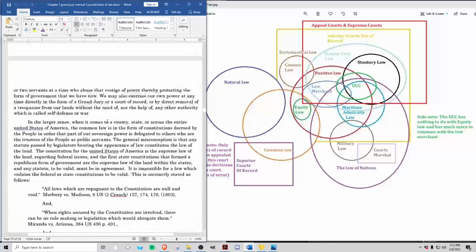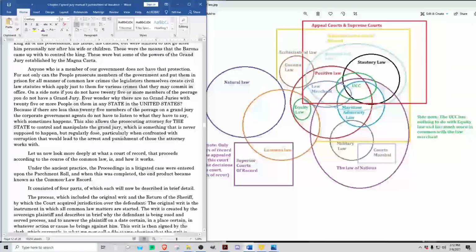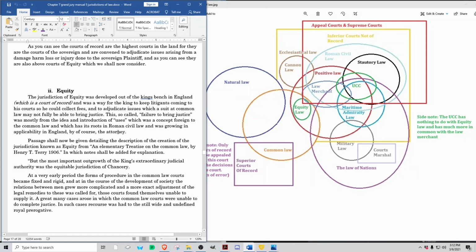So I'm going to skip some of the rest of this because, like I said, a lot of it has to do with process. So I'm going to skip that, and it goes through some of the other stuff that we've already covered today. Okay, so down to equity. So we did common law, so now let's get on to equity.